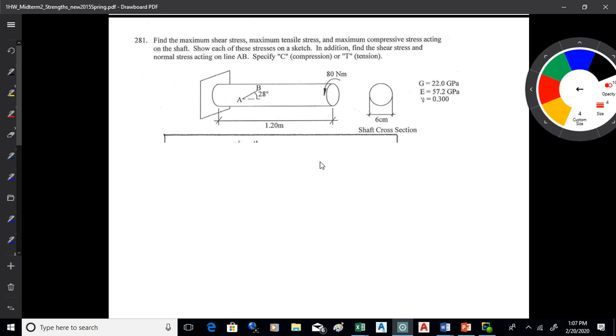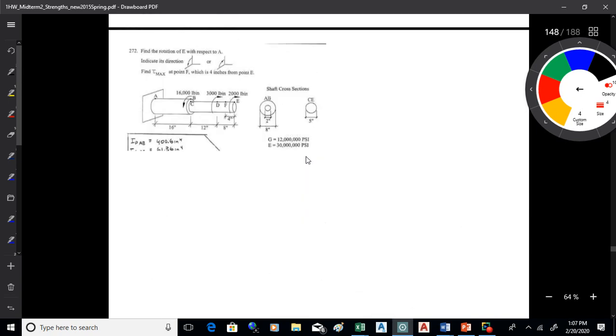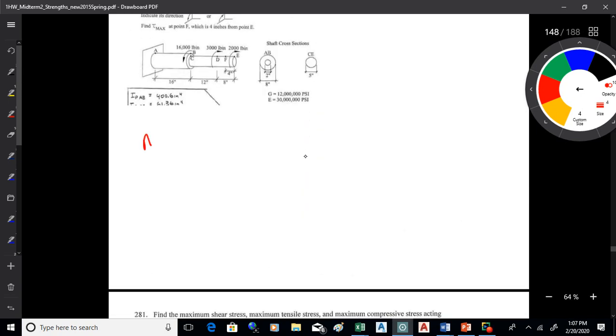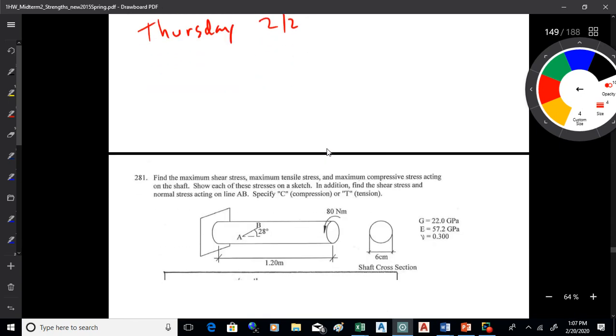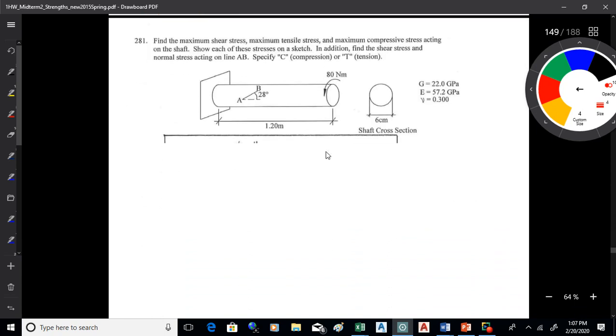All right, so a couple of things here just regarding some of these things. First thing is that our midterm 2 will be Thursday, okay? And that'll be next week, of course, and that will be the 27th, okay? All right, now this one here I turned back.